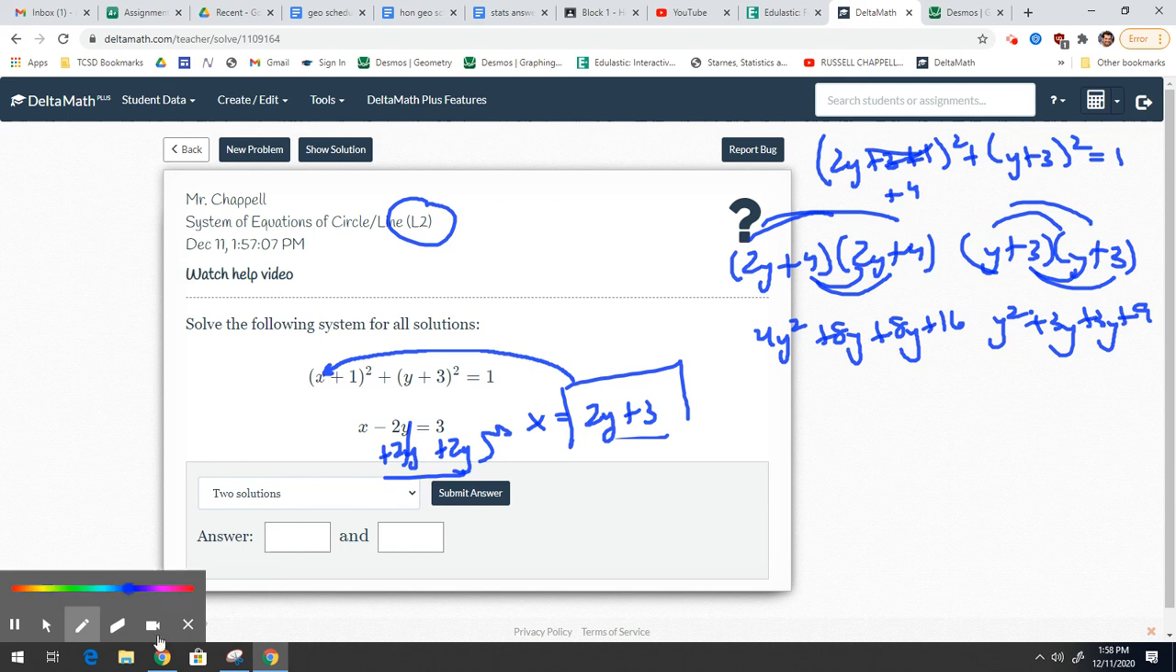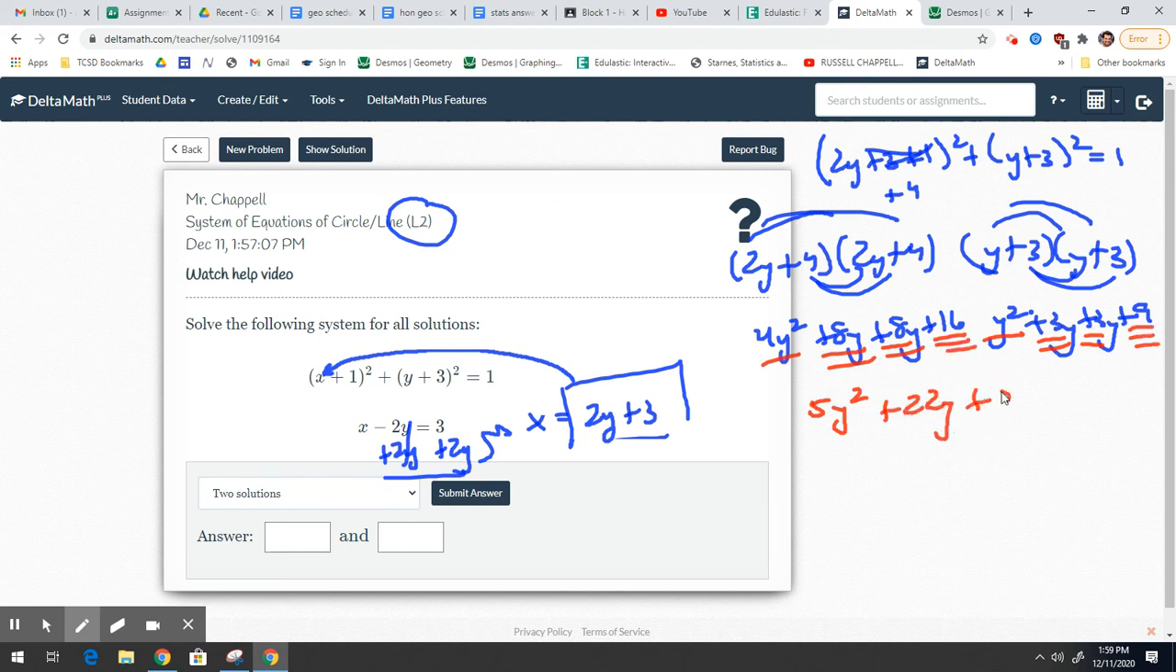And now we combine all the like terms. So let's do that together. 4y squared and y squared is 5y squared. 8y, 3y, 3y is 22y, and 16 and 9 is 25. That equals 1. Don't forget about that equals 1. Now we need to make one side become 0 by subtracting 1. 5y squared plus 22y plus 24 equals 0. And now we're in business to start thinking about factoring.